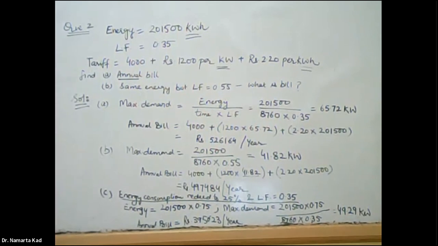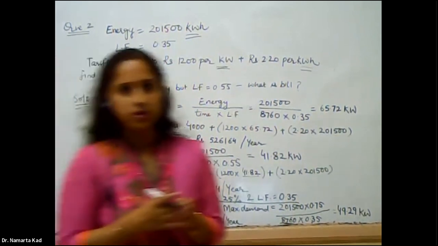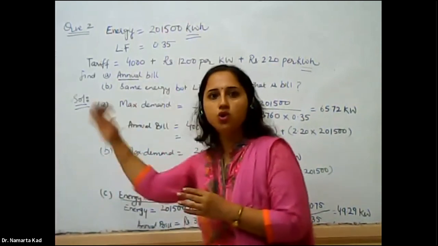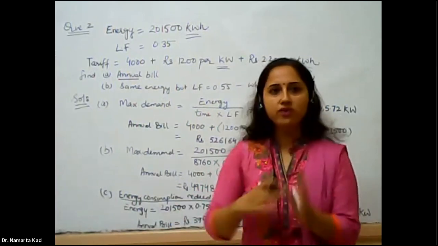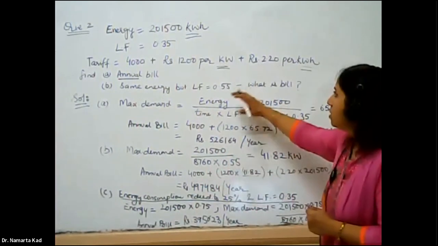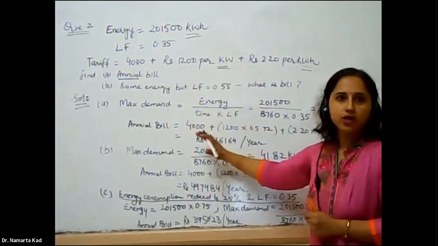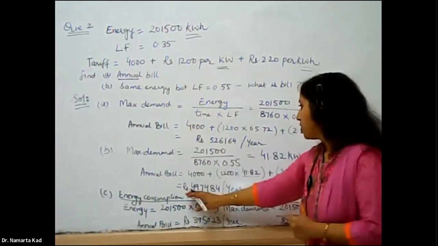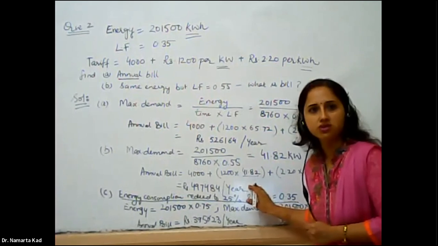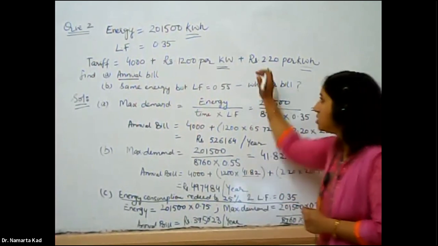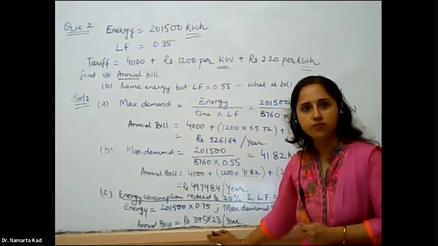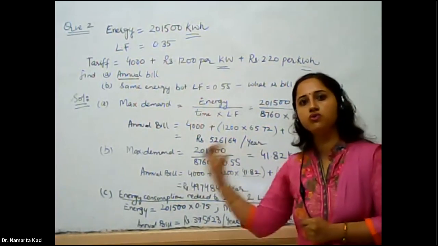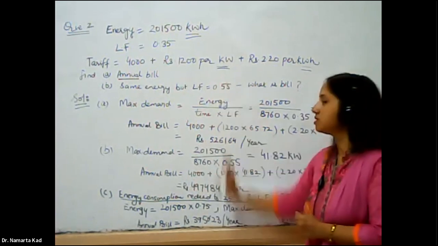Okay, so these are the numericals related to the tariff, showing what happens when the load factor is changed and what happens when the energy is changed. So what we have concluded from here is that if the load factor is increased, our annual bill reduces. Okay, and if the energy consumption is reduced, again our annual bill reduces. So the annual bill depends upon the load factor and energy consumption, as seen from this numerical.